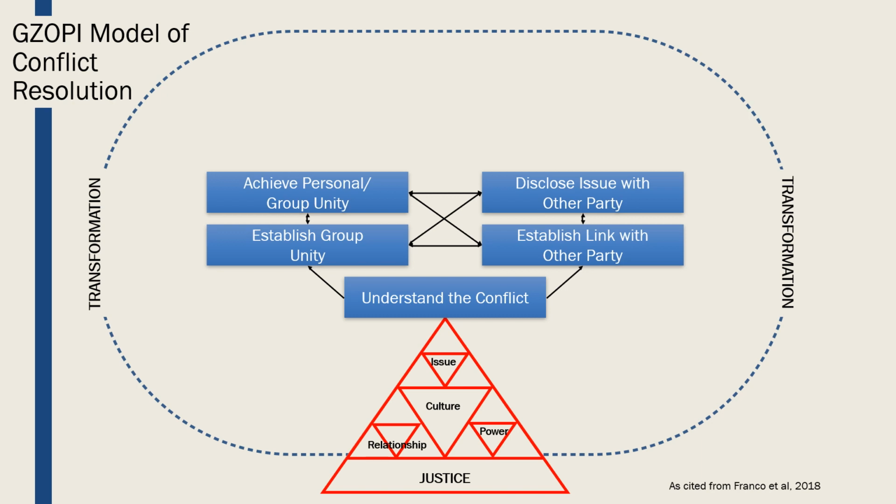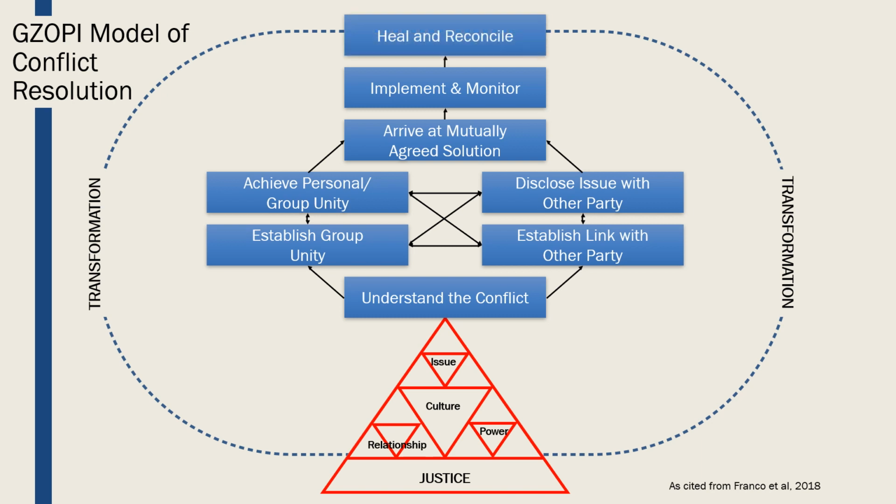And the assumption is that group will also have its own group unity processes. So once we disclose the issues with the other party, we try to arrive at mutually agreed solutions. We do not necessarily need to try to convert or convince the other party to change their minds immediately. We try to look at areas for convergence and divergence and try to look for mutually agreed solutions. We try to implement and monitor, and then we heal and reconcile.